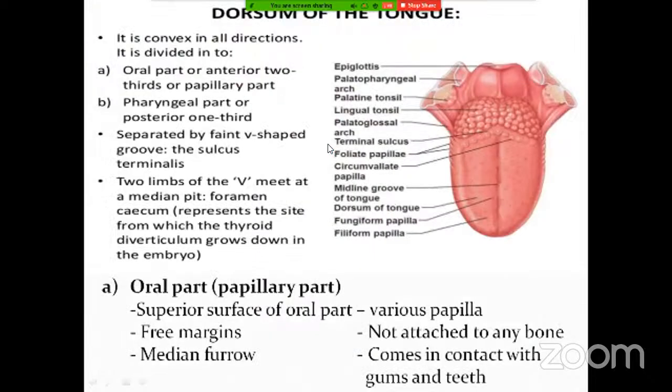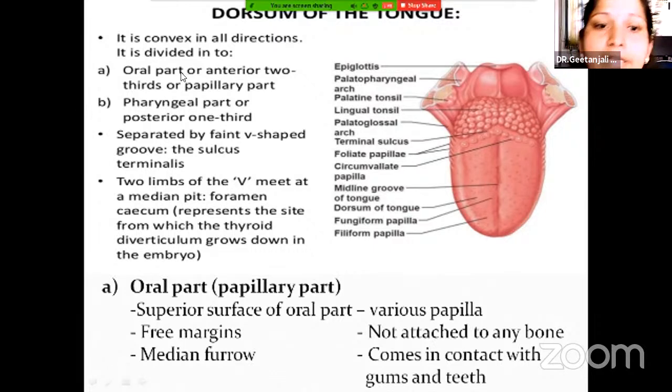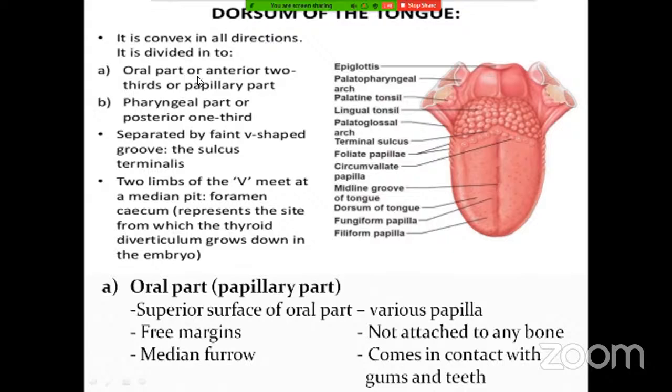Then coming to the dorsum of the tongue, it is convex in all directions. It is divided into the oral part or anterior part, and the posterior one-third part, separated by a V-shape called the sulcus terminalis. Here is the V-shape called sulcus terminalis, and here is the foramen cecum.